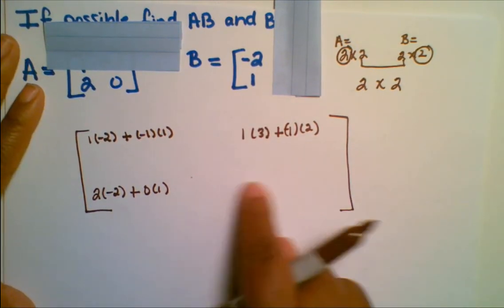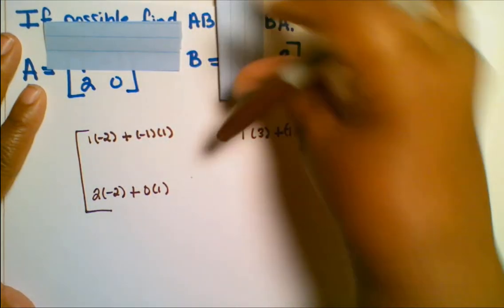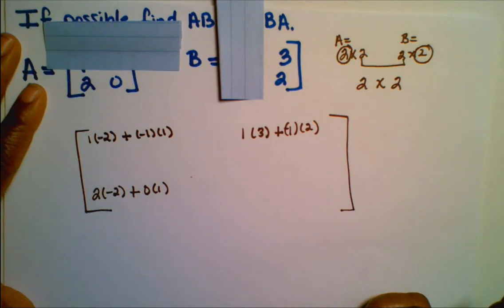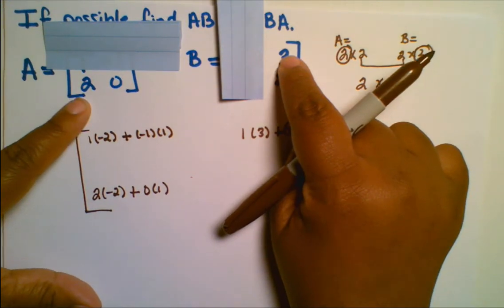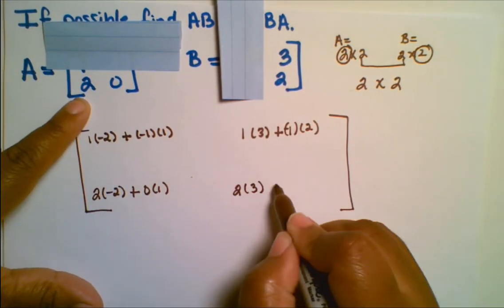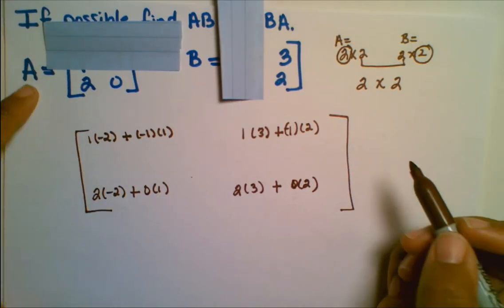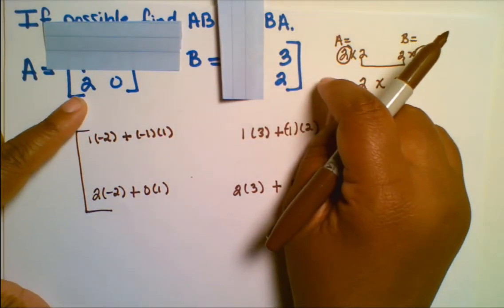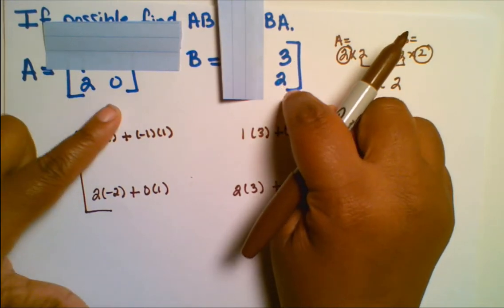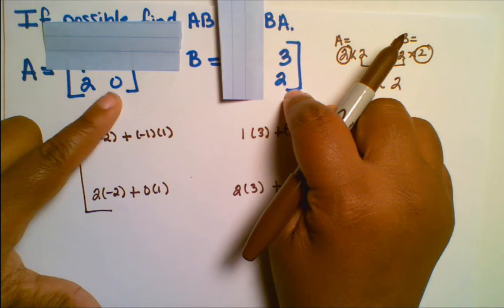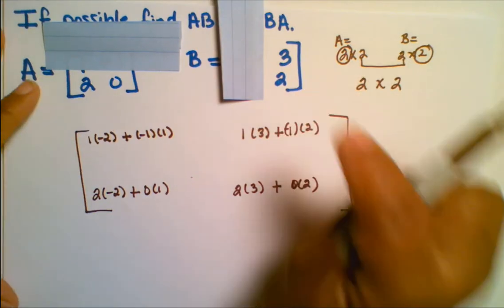Now we want to find the product of row 2 and column 2. I'm going to cover up column 1. Here we go. 2 times 3 plus 0 times 2. So we're taking the first element in the second row times the first element of the second column, and adding that to the second element in the second row times the second element of the second column.